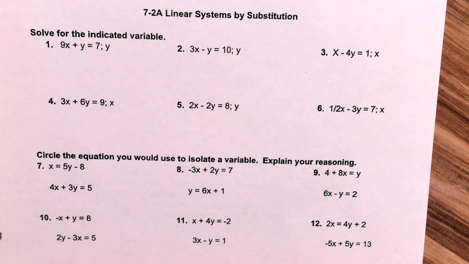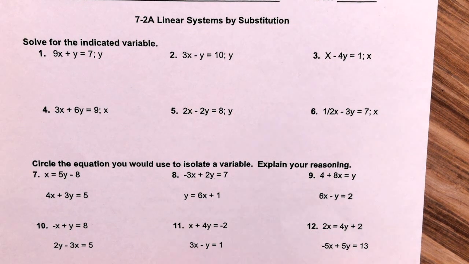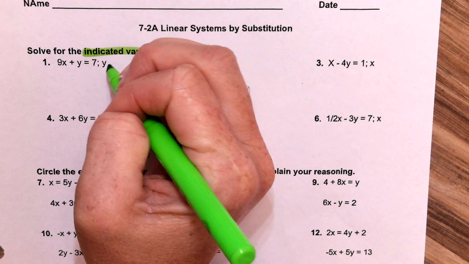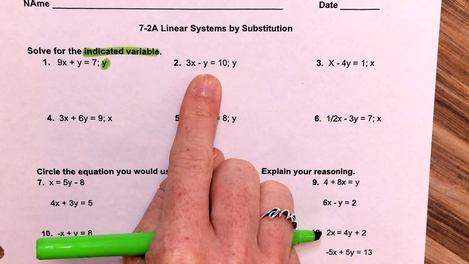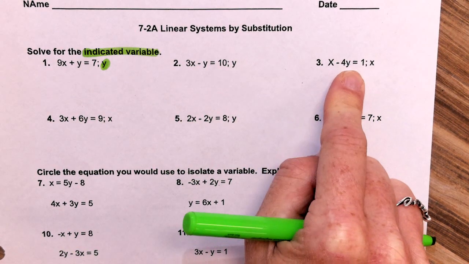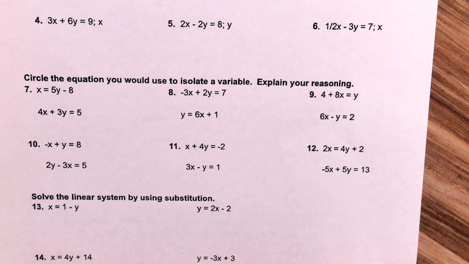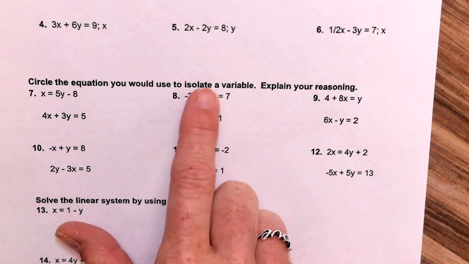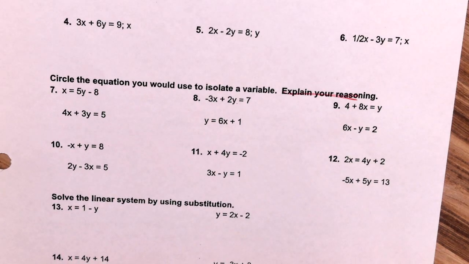The directions, please. On 1 through 6, does it say solve the system, or does it just say solve for the indicated variable? So on number 1, what are you going to solve for? So you're going to solve for that y. On number 2, you're solving for y. On number 3, you're solving for x. You're not solving a system. They're basically teaching you step 1. Yes? All right, 7 through 12 does not say solve. It says circle the equation you would use to isolate the variable. You don't have to explain your reasoning, but there is a wrong and a right answer.